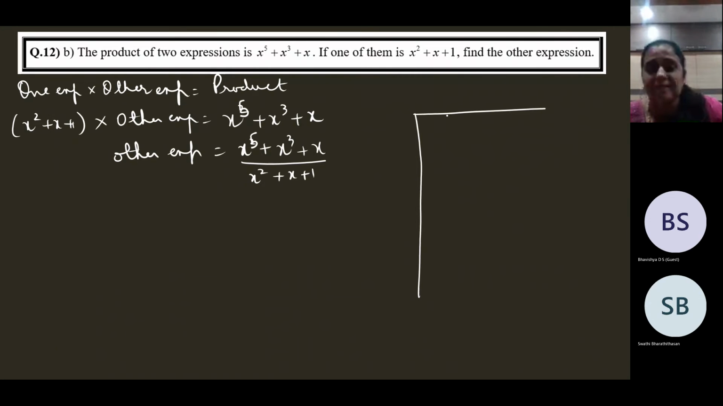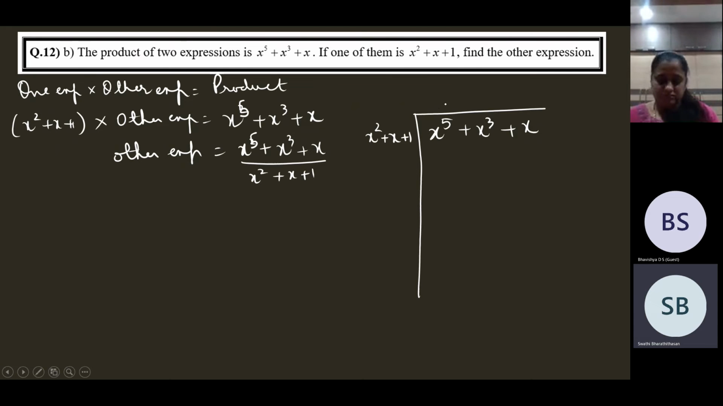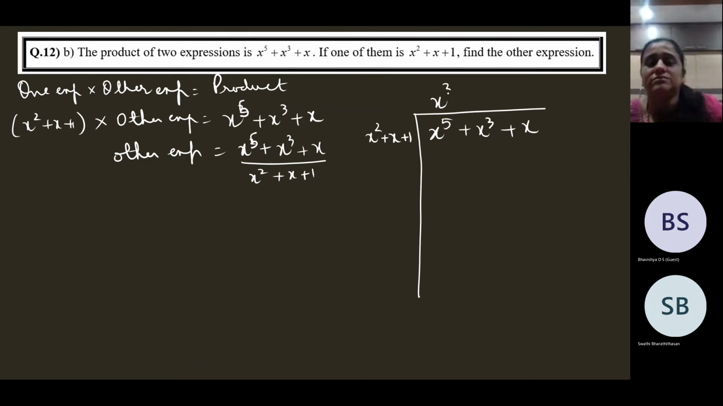Do the division. x to the power 5 plus x cubed plus x, and here you have x squared plus x plus 1. Tell me, what's the first term? Fast. x to the power 3, ma'am. Yeah, x to the power 3. Then x to the power 5 plus x to the power 4 plus x cubed, correct?